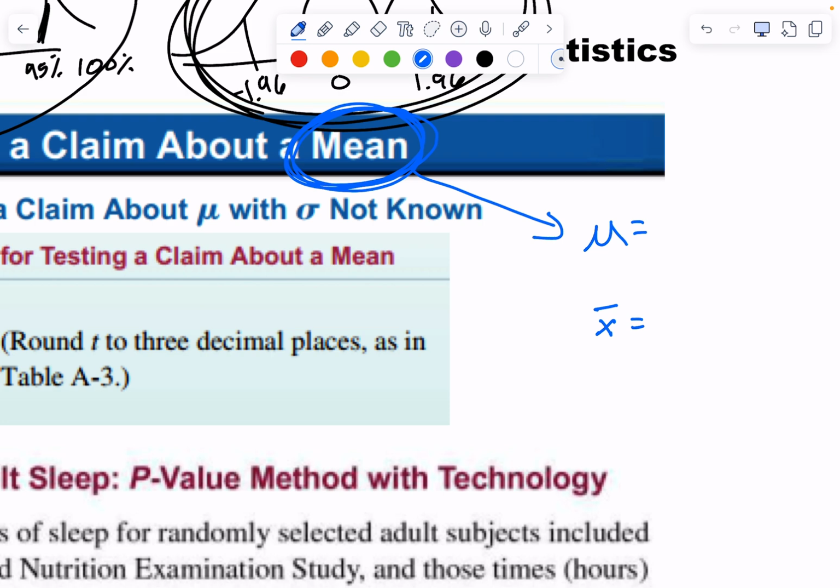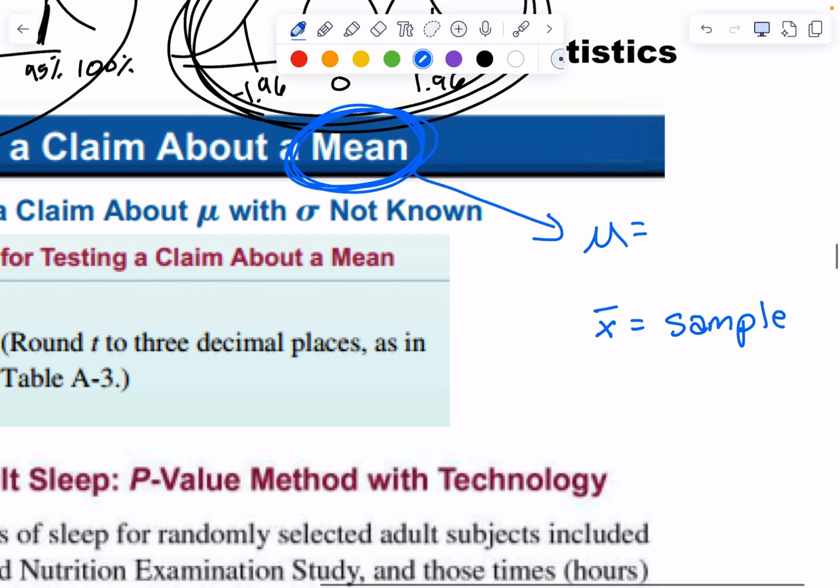X bar is the sample. So when they say of the 81 seniors tested, they scored an average of a 22, that's X bar, right? Mu is the population.